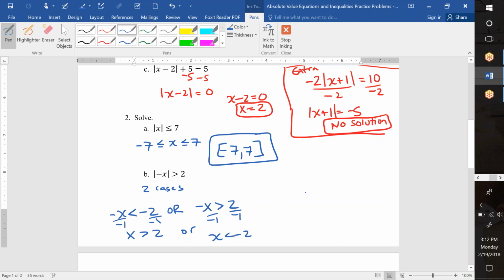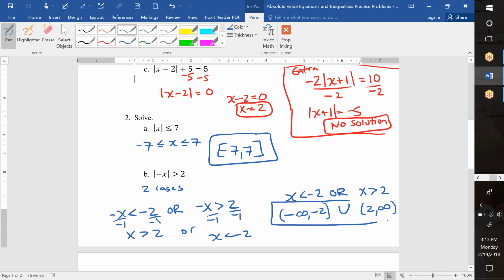So when we write that in interval notation, I'm going to always write the smaller one first. You go, this would be -infinity to -2 with a parentheses. This would be 2 to infinity, and the word or means that you union the gap together. You say that it's either this or this.